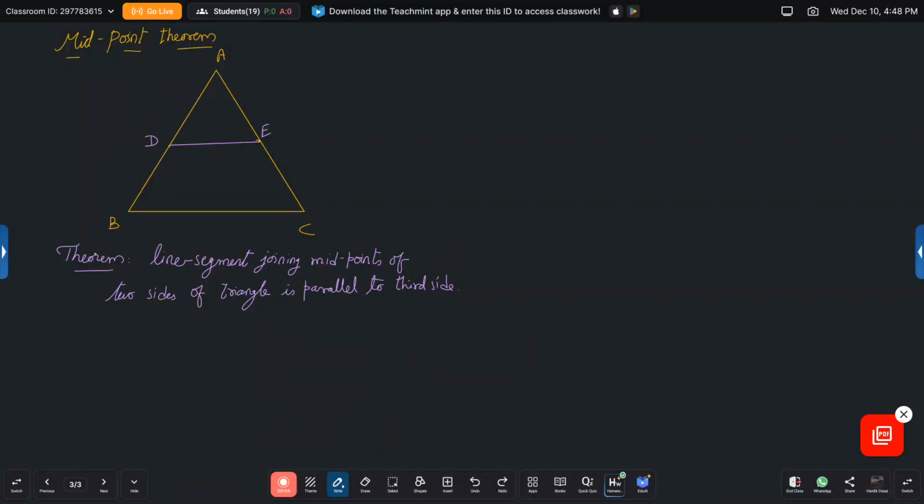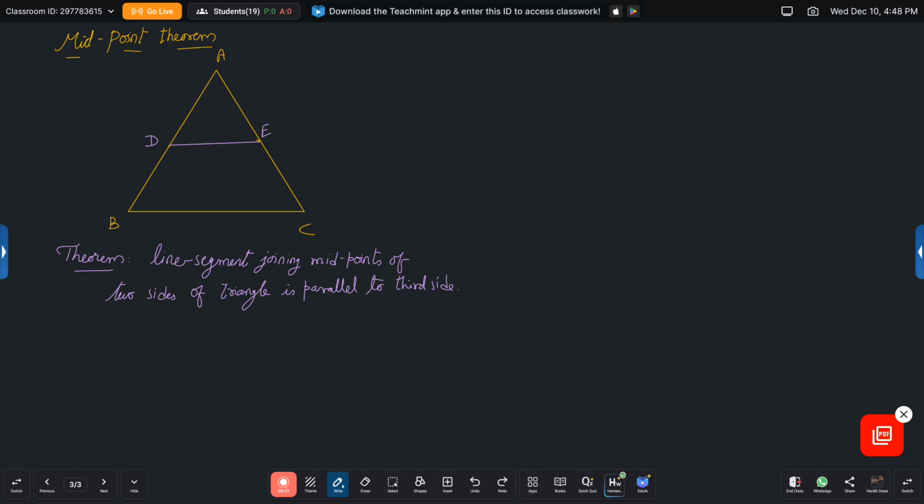Midpoint theorem. The question may be like: state and prove the midpoint theorem. Okay, એવું હોઈ શકે કે state and prove midpoint theorem આવું આપણે પૂછી શકે. તો સૌથી પહેલા આપણે સ્ટેટમેન્ટ લખવાનું. સ્ટેટમેન્ટ છે: line segment joining midpoints of two sides of a triangle is parallel to the third side.